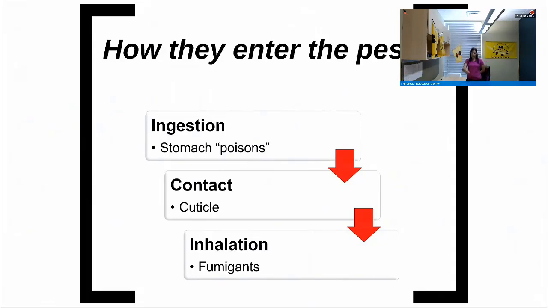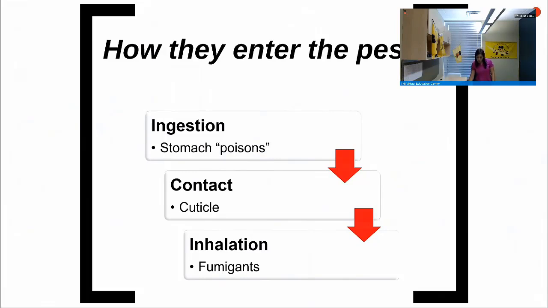A good example, guys, of an ingestion product is our borate. The borate, the dust, that we use for crawling insects acts through ingestion. The pest needs to ingest it. That's why we cannot put too much. The powder has to be on their body so that when they are cleaning their body, they ingest it.